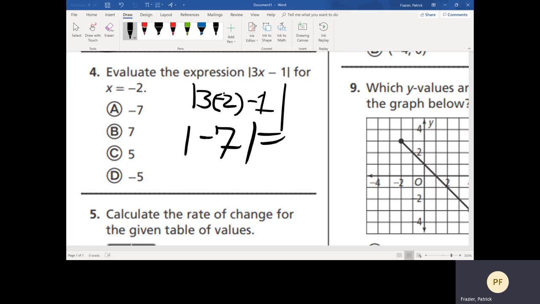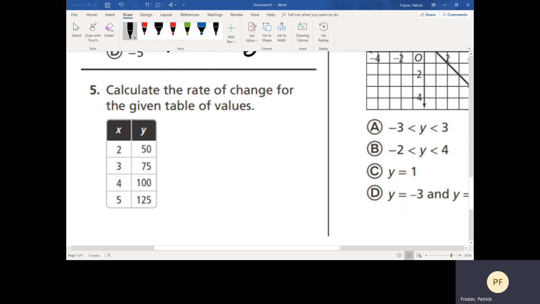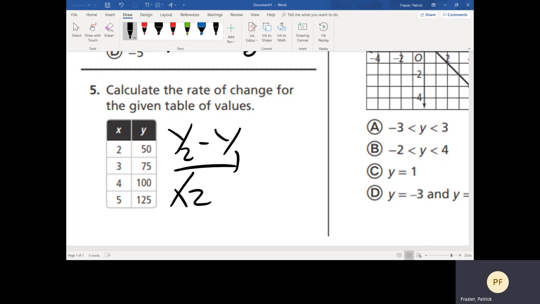Boom. Absolute value of -7 is just, think of it as the total distance between 0 and -7, which is 7. So the answer is B for Bravo. And then calculate the rate of change for the given table of values. And we're going to do the slope formula for that, y2 minus y1 over x2 minus x1. Notice, however, with this one, pretty simple. If we eyeball it, we can see that it is an arithmetic sequence with a common difference, just like problem 2, because 75 minus 50 is 25, right?